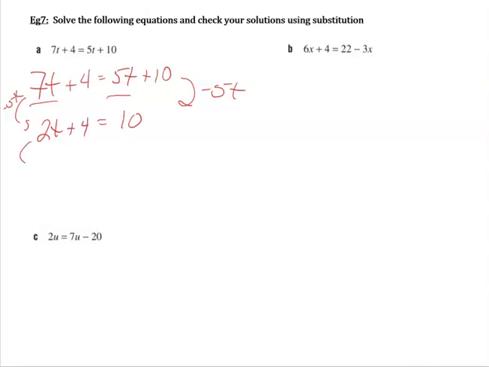If I'm adding 4, I can take away 4 to give me 2t's. Take away 4 gives me 6. And then 2t's divided by 2 gives me 1t, and 6 divided by 2 is 3. So t equals 3.